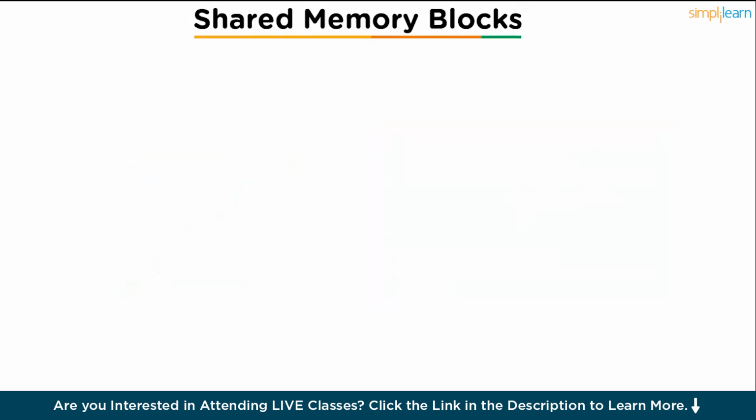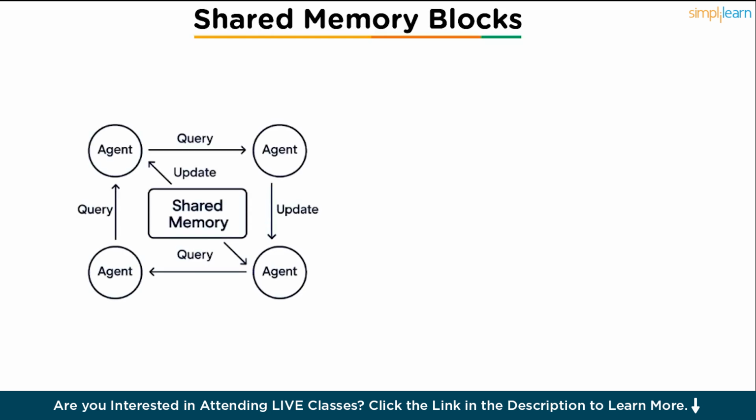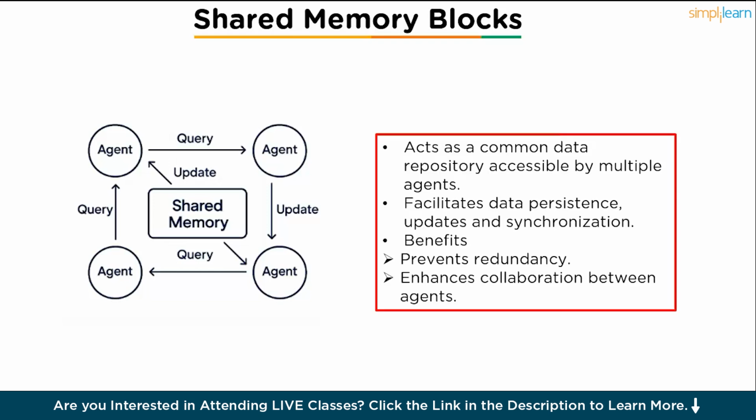Next, we have shared memory blocks. Shared memory blocks act as a central data repository accessible to multiple agents within the system. They enable effective collaboration and streamline task execution by facilitating data persistence, which is ensuring critical information remains available for all agents throughout the task lifecycle. And second, we have enabling real-time updates, which is allowing agents to update and retrieve shared information in real time to maintain synchronization and avoid conflicts.